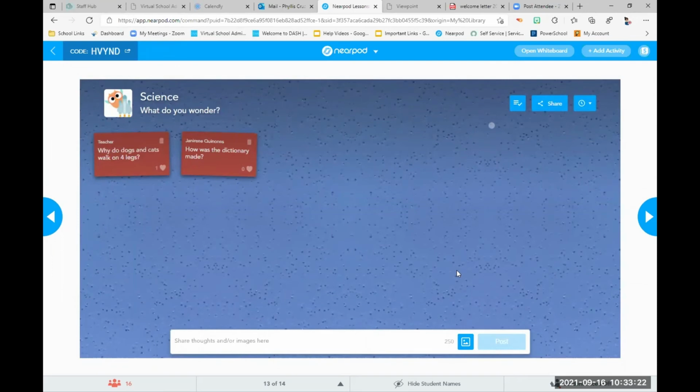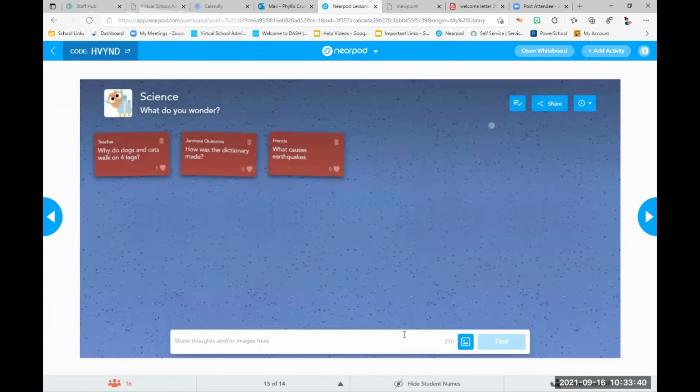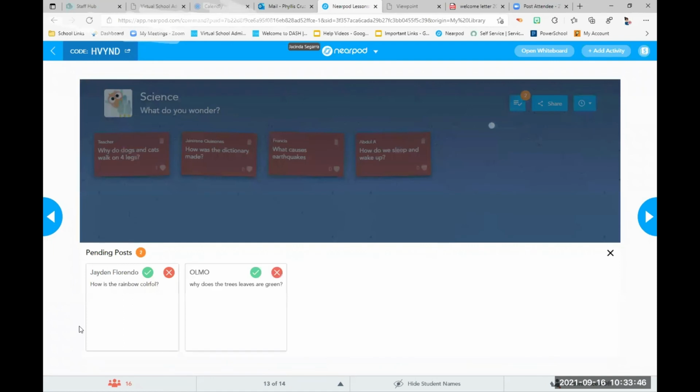These are wonderful thoughts. All scientists and inventors always stop and think, well, why can't we do this better? And how can I make this easier? Oh, here comes another two. Oh, we got two more. Can't wait to see them. Francis, what causes earthquakes? Oh, Abdul, how do we sleep and wake up? Wow, what a scientific question. These are things you can research.